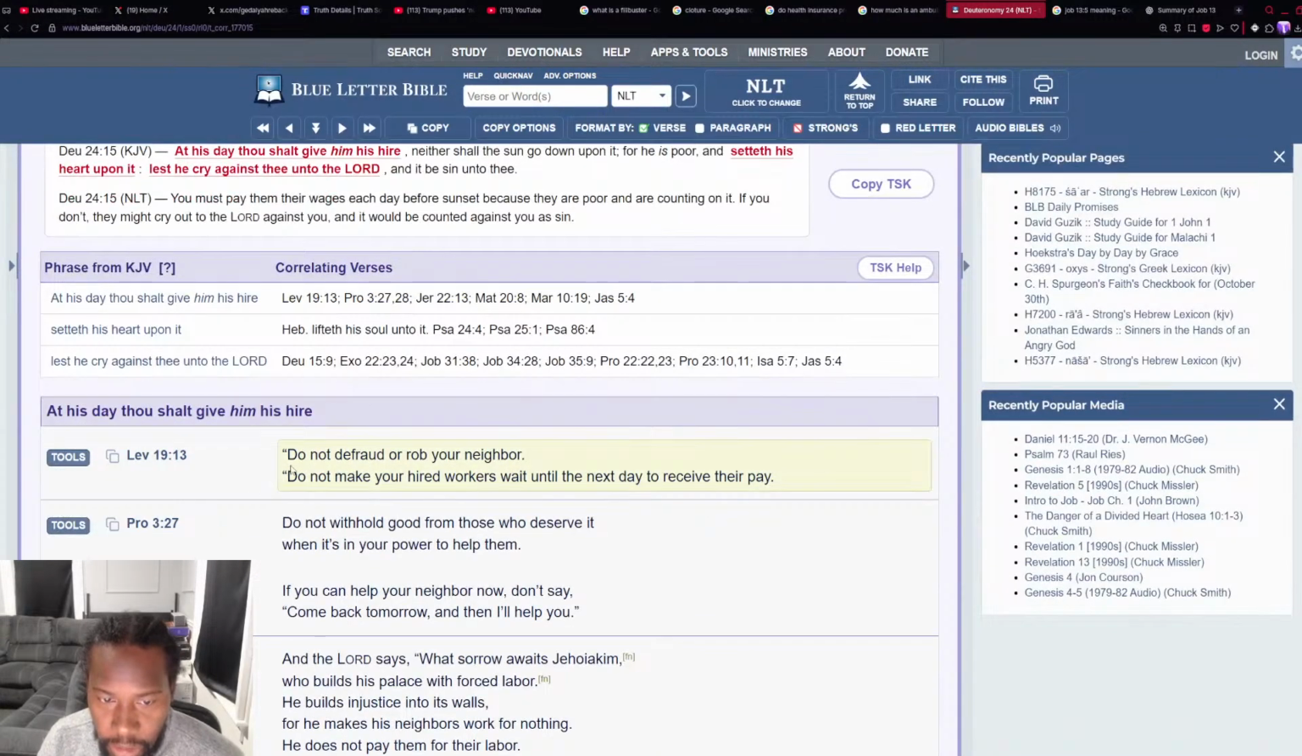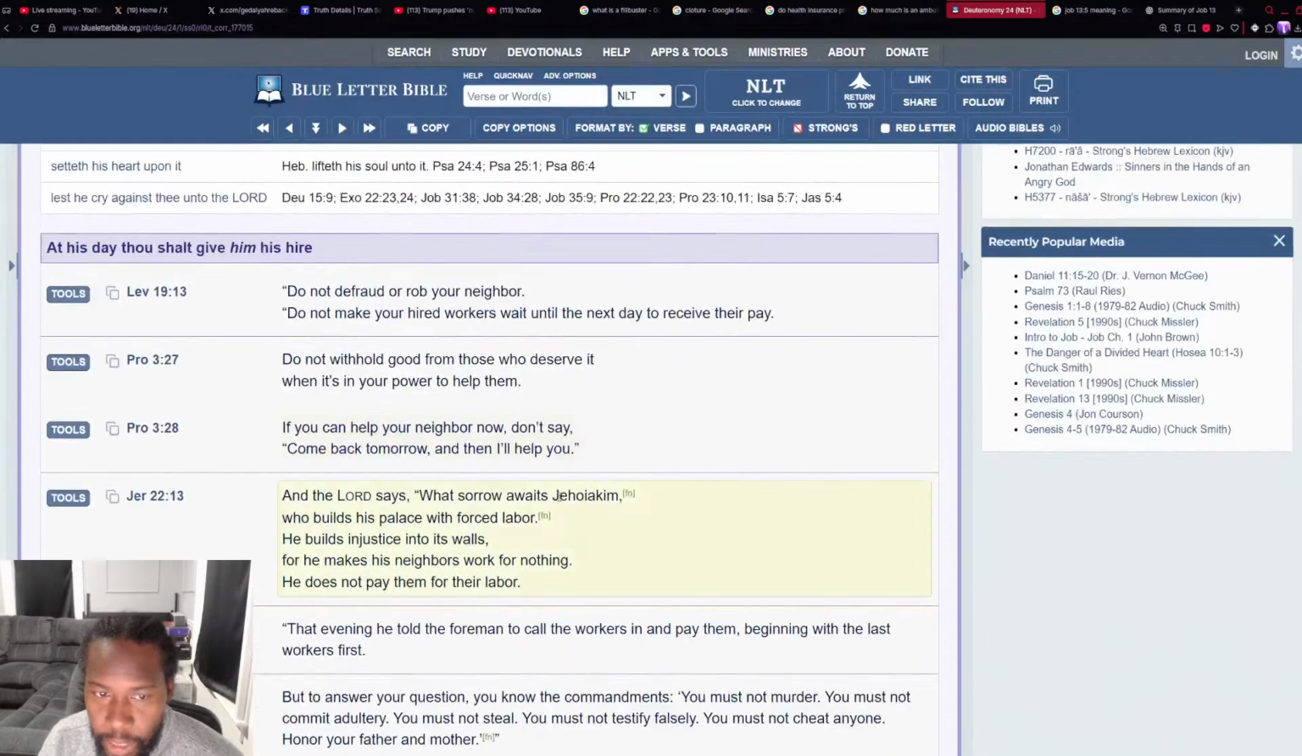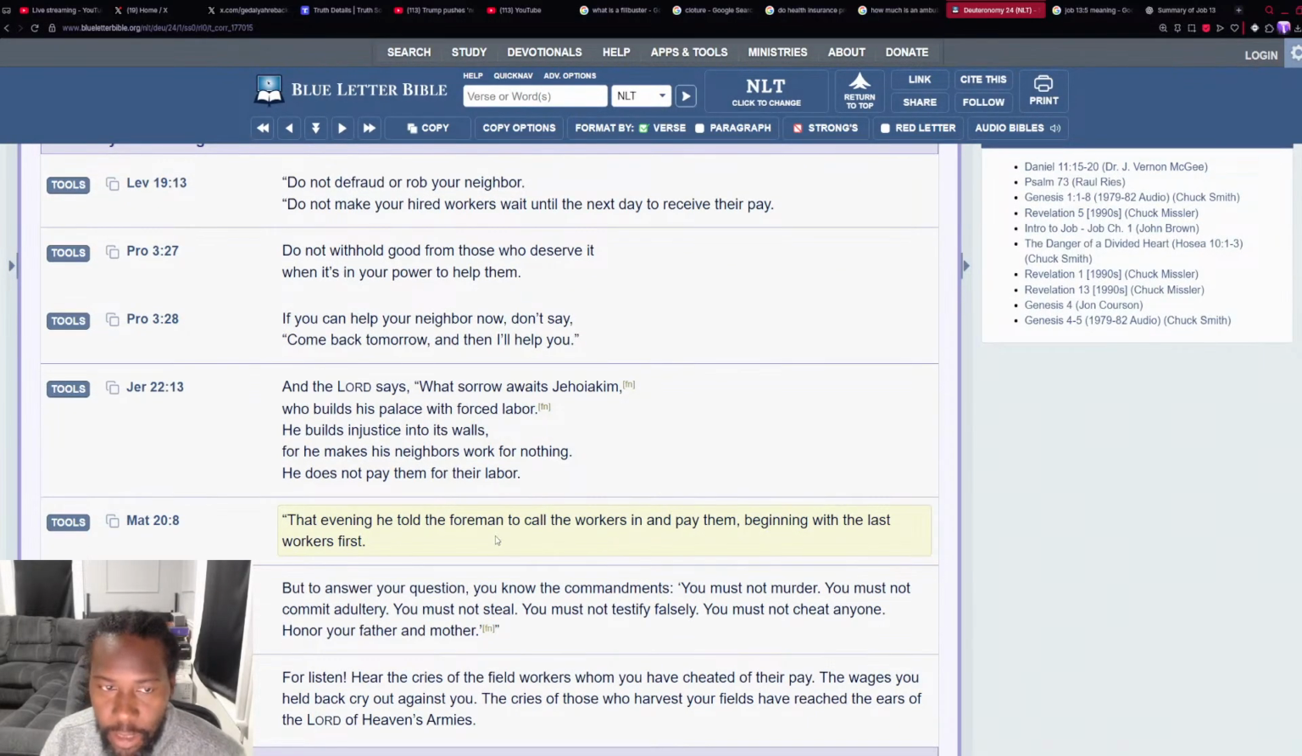Leviticus 19:13. Do not defraud or rob your neighbor. Do not make your hired workers wait until the next day to receive their pay. So these are laws you're supposed to uphold. He don't uphold these laws. He breaks every single one of them.